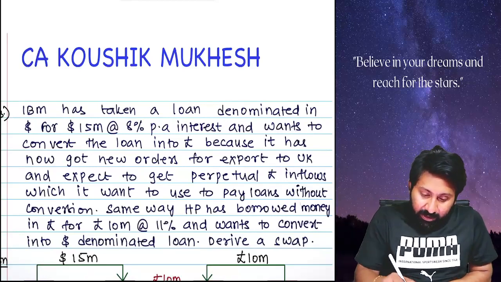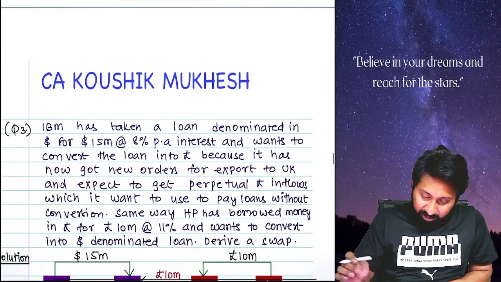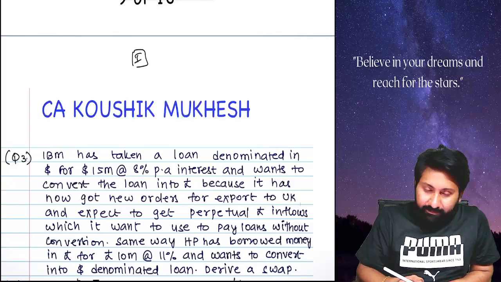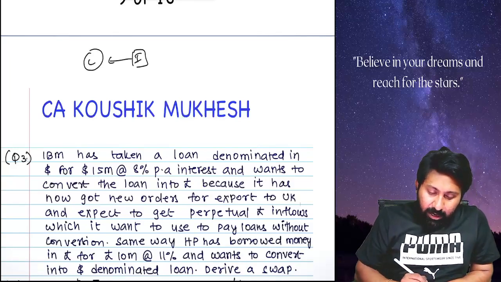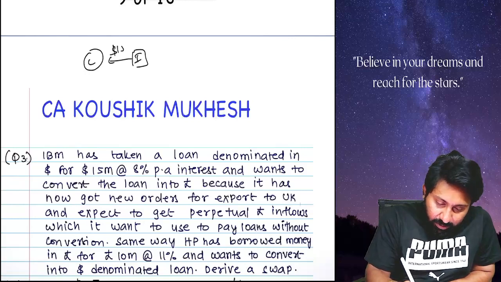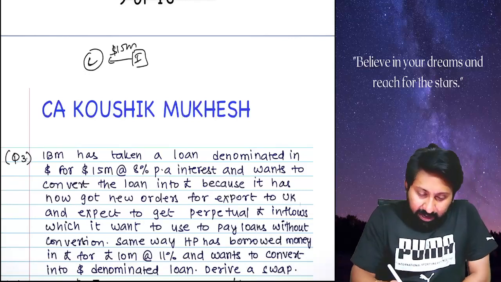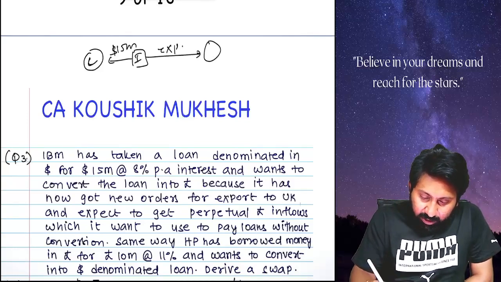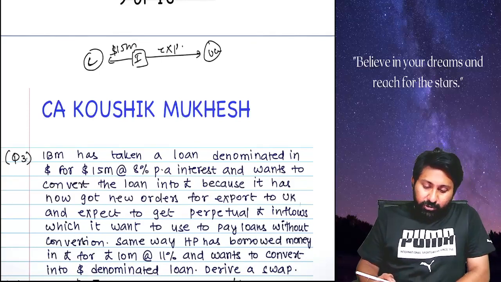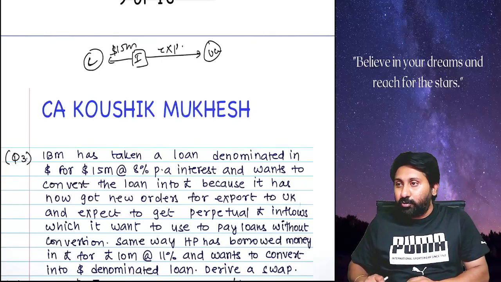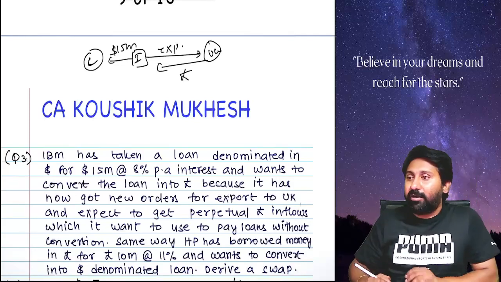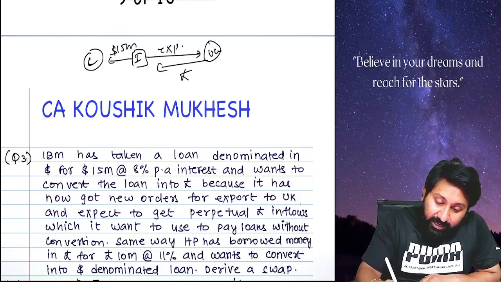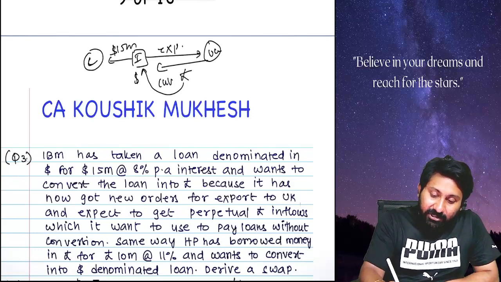What are they saying? There is a company, IBM. IBM has to pay its lender $15 million. This IBM has exported goods to the UK. Exported goods to the UK means it will receive in what? Pounds. When it receives in pounds, what will happen? These pounds have to be converted into dollars. Means there is a conversion problem.